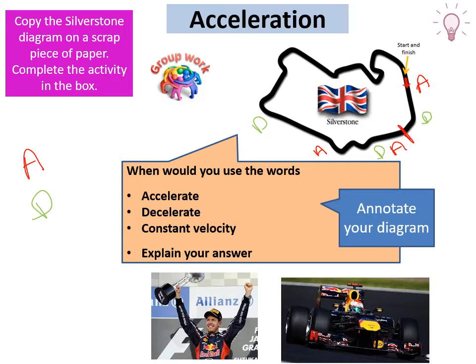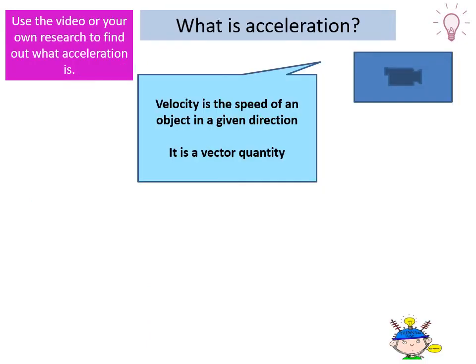And finally, constant speed, I'll use a C. So any long straight points, you'd be more likely to reach a constant speed there. So hopefully you had a go at that, and hopefully that's given you a little bit of an idea of what those points on the track, what those words mean. So accelerate means speeding up, decelerate means slow down, and constant velocity obviously means that the velocity doesn't change.